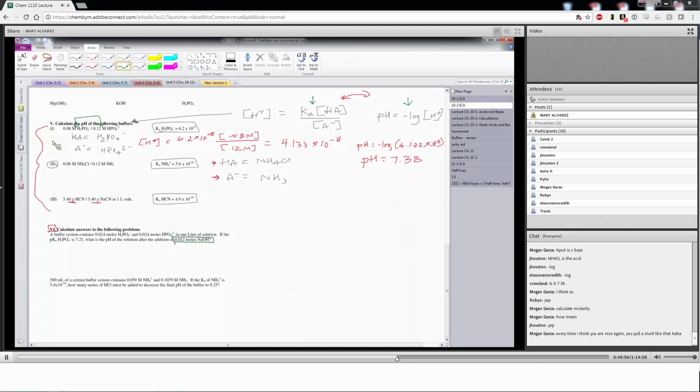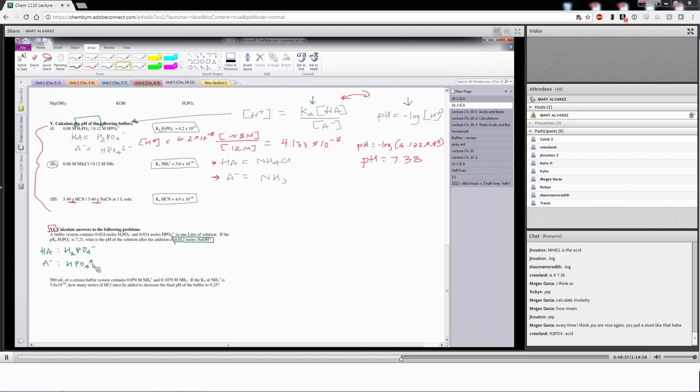So this is a buffer system. I've got H2PO4 minus and HPO4 2 minus. So what is my acid and what is my conjugate base in this equation? Excellent. H2PO4 minus is the acid. And then my HPO4 2 minus is my conjugate base. Excellent. And here I'm given the pKa of the acid is 7.21.